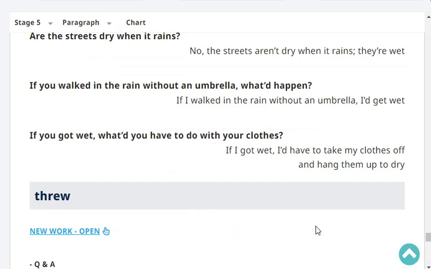If you walk in the rain without an umbrella, what would happen? If I walked in the rain without an umbrella, I'd get wet. If you got wet, what would you have to do with your clothes? If I got wet, I'd have to take my clothes off and hang them up to dry.